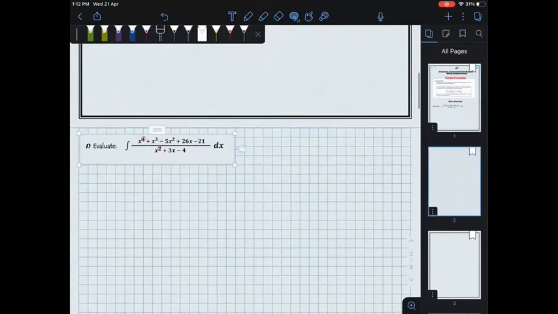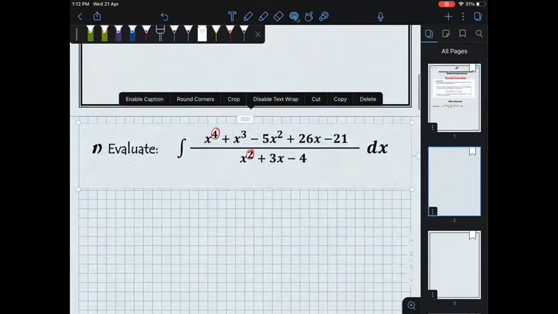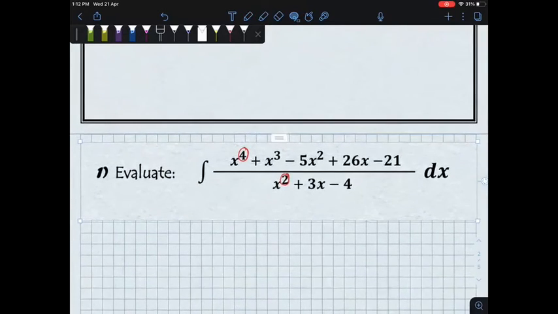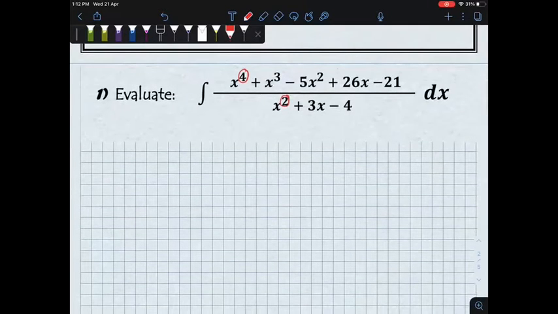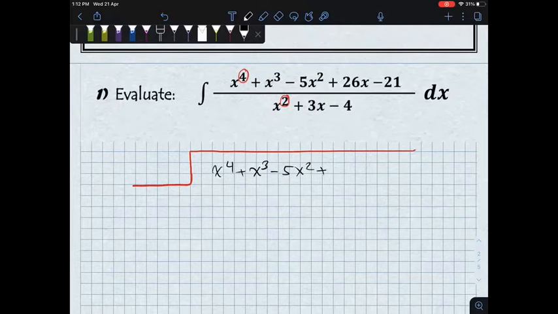Evaluate the integral, and you see that the numerator involves a polynomial that has a degree of 4 and the degree of the denominator is 2. So using long division to break down this fraction into simpler fractions, write x^4 plus x^3 minus 5x^2 plus 26x minus 21, and inside here x squared plus 3x minus 4.